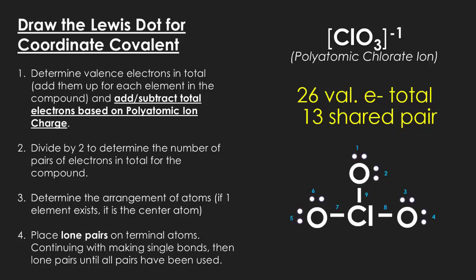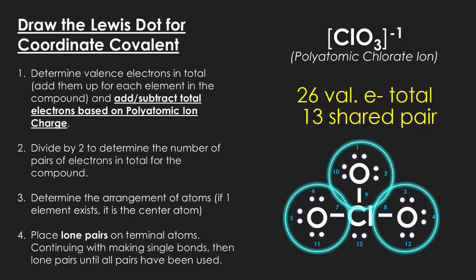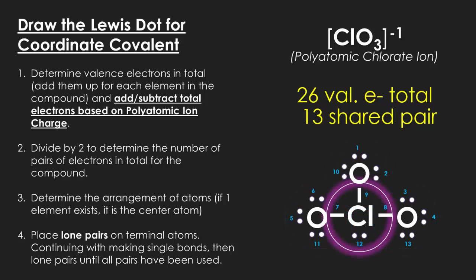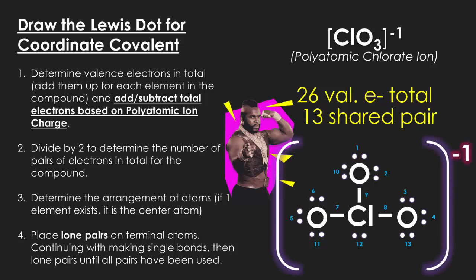So we still need 4 more. Let's add in some lone pairs. And there we have them. Now, when we add all those lone pairs and you start to count again, you will notice that they all contain the octet rule. So therefore, this is how you would draw a coordinate covalent bond. But we have to add the brackets and the negative 1 charge. And again, don't forget, those lone pairs mean that there could be no bonding in those locations.